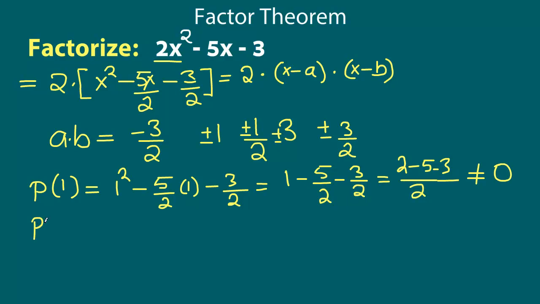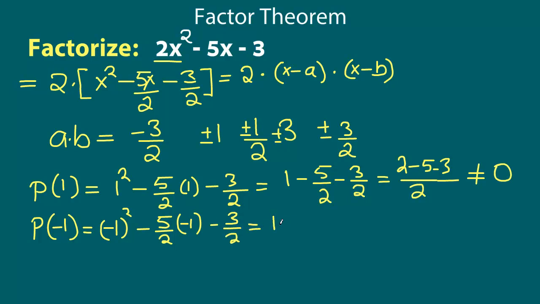Let's try the value of the polynomial at minus 1. So again, this is a polynomial, right? At minus 1, we will have minus 1 squared minus 5 by 2 times minus 1 minus 3 by 2. Or we will have 1 plus 5 by 2 minus 3 by 2. So we will have 2 as our LCM.